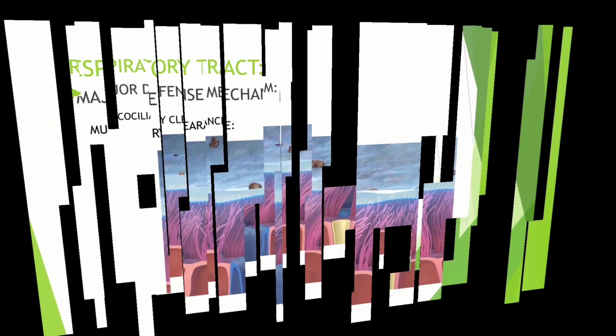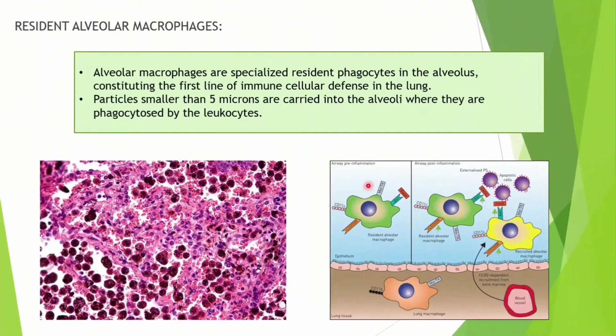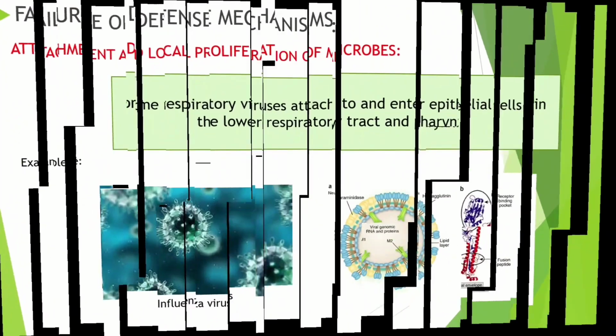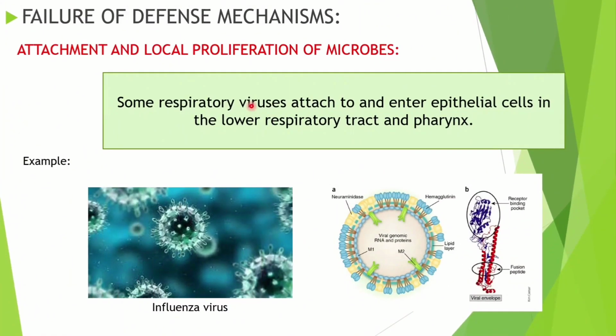Resident alveolar macrophages provide defense against pathogens which enter through the respiratory pathway. Alveolar macrophages are specialized resident phagocytes, constituting the first line of defense. Particles smaller than 5 microns are phagocytized by these leukocytes. Here in the histology slides we can observe the resident alveolar macrophages.